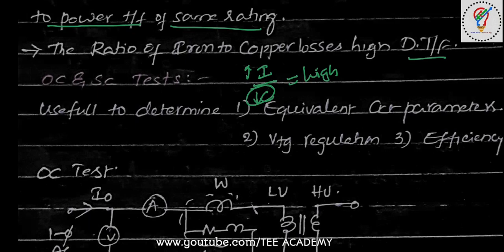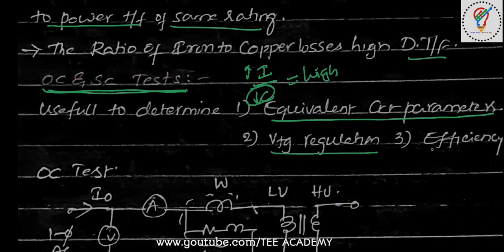Now we'll study the OC and SC tests. Why we prefer the OC and SC tests is in order to find the equivalent circuit parameters of the transformer, that is the series branch parameters and shunt branch parameters, and we can find the voltage regulation and the efficiency. It's economical and cheap.